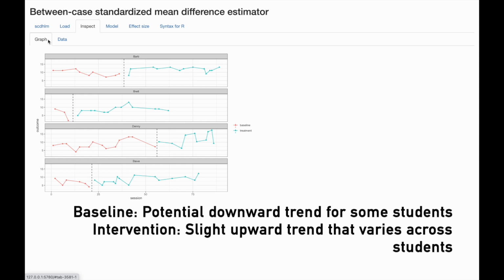In viewing the graphs, I can see a potential downward trend in the baseline phase for some students, while other students seem to have stable baselines without noticeable time trends. This indicates that I should select a model that allows for baseline time trends that could differ from student to student. I can also see a slight upward trend in the treatment phase, and the slope of this trend looks like it might vary across students. This indicates that I should select a model that allows for varying trends in the treatment phase as well.